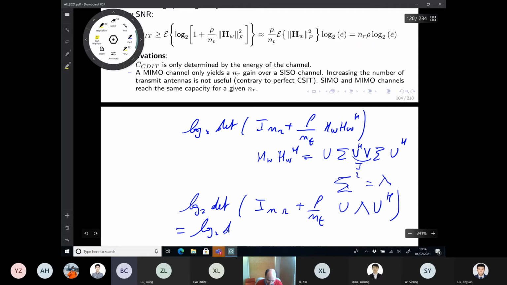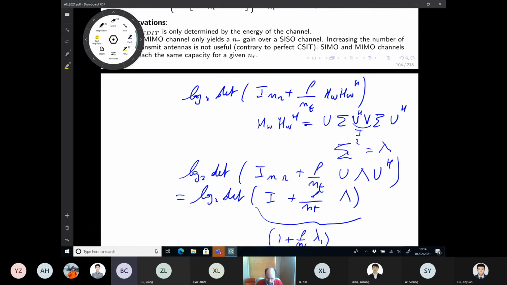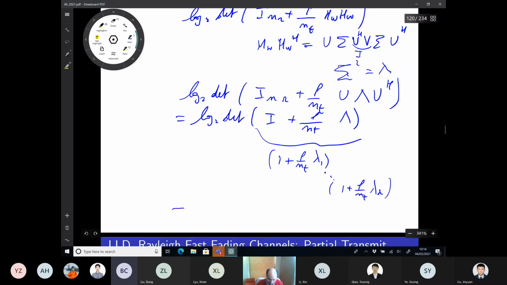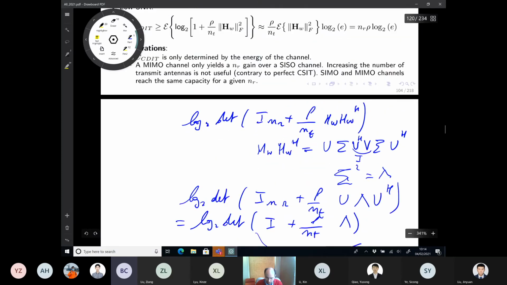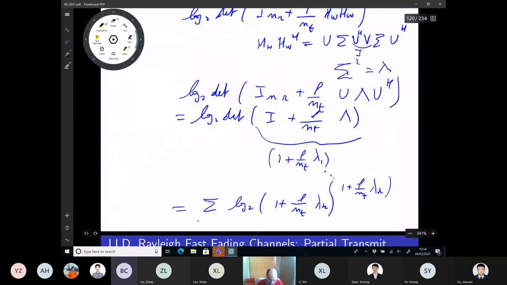This is again log2 det of the identity matrix plus rho/NT times Lambda, right? You can always change the order here. And so this is (1 + rho/NT lambda_1) all the way to (1 + rho/NT lambda_k), multiplied together, right? And you have a log, so you're going to have a log2 that's going to be a sum of log2(1 + rho/NT lambda_k). And so this is what we have here, essentially. And you have n of them, right? You have n non-zero eigenvalues, so k goes from 1 to n.